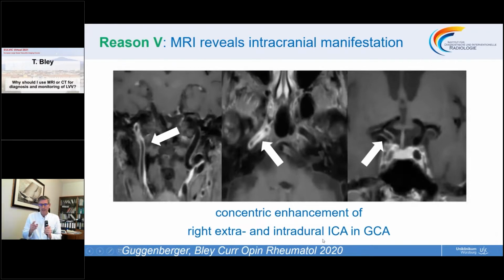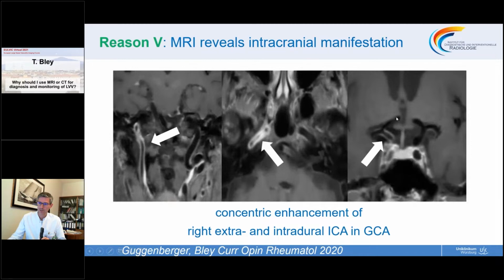And if you focus on the intracranial arteries, there are different findings in the literature, but I'm convinced that there is intracranial vasculitis in giant cell arteritis patients, as in this particular one. On the right side, the intradural right carotid artery shows the same signs of inflammation that we have seen and biopsy proven in the extracranial arteries. And on the left side, it's normal.